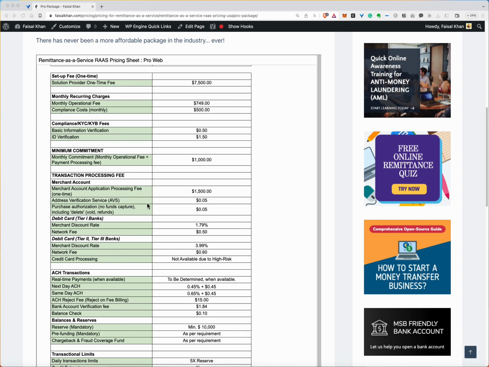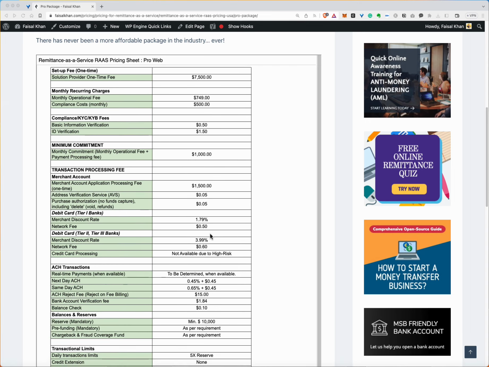The address verification is 5 cents. The pre-authorization is 5 cents. For Tier 1 banks, the rate is 1.79 plus 50 cents. Tier 2 is 3.99. Even these figures have now drastically been reduced. I think this is now like less than 1%. And this is about, I think, 1.99 or 2.99.